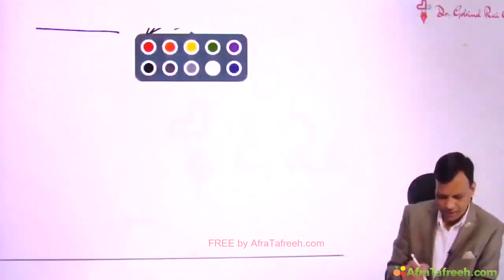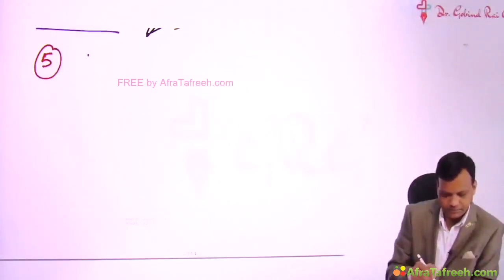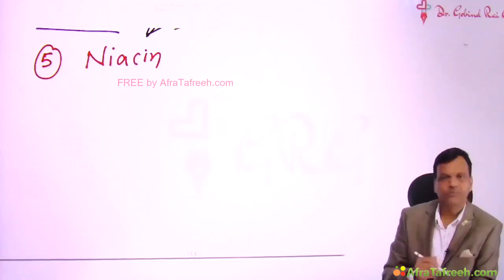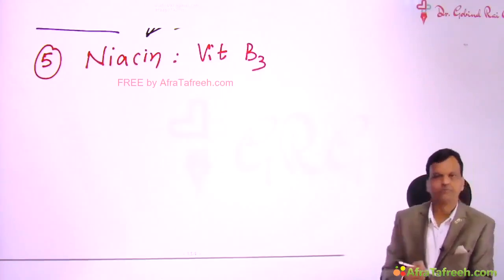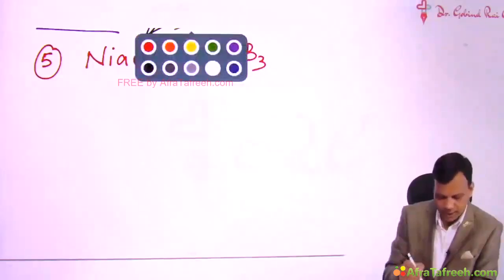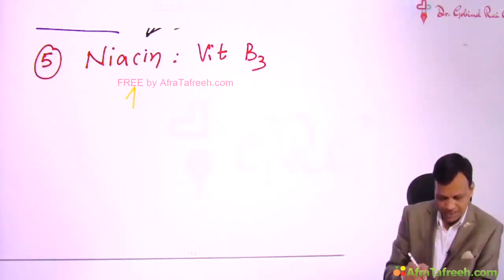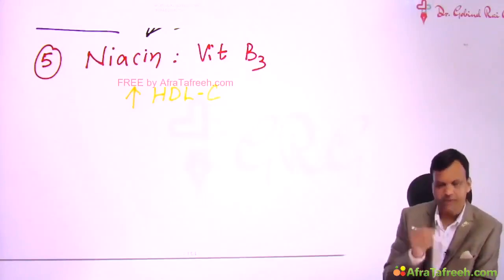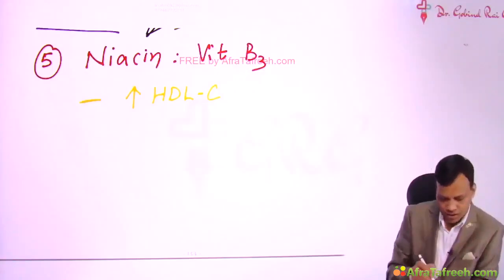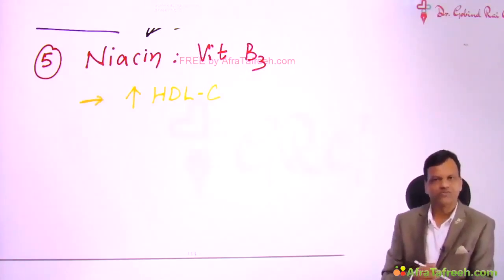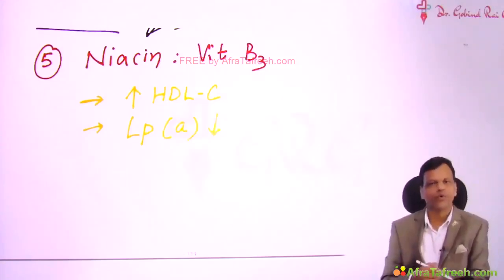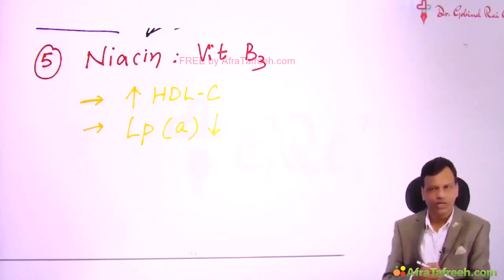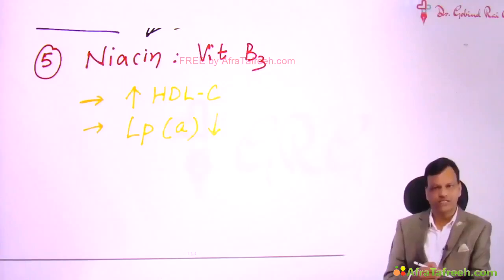The next group of anti-dyslipidemic drug is niacin. Niacin is nothing but vitamin B3. The major points regarding niacin are, number one, it has maximum HDL cholesterol increasing property. Highest HDL cholesterol increasing property is with niacin. Second, this is the only drug which can decrease lipoprotein A. Lipoprotein A is a highly atherogenic lipoprotein, and niacin is the only drug which can decrease this.